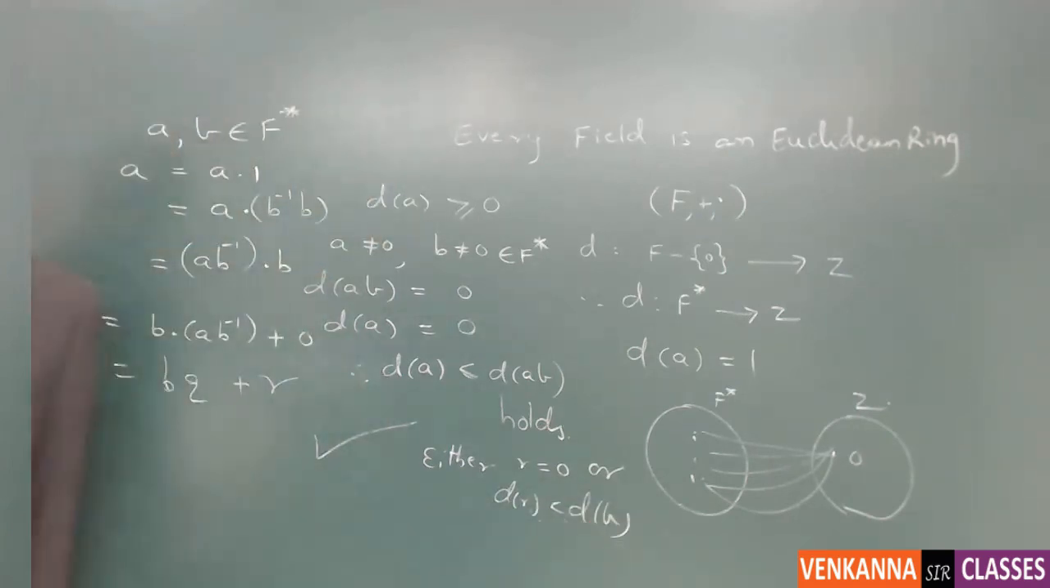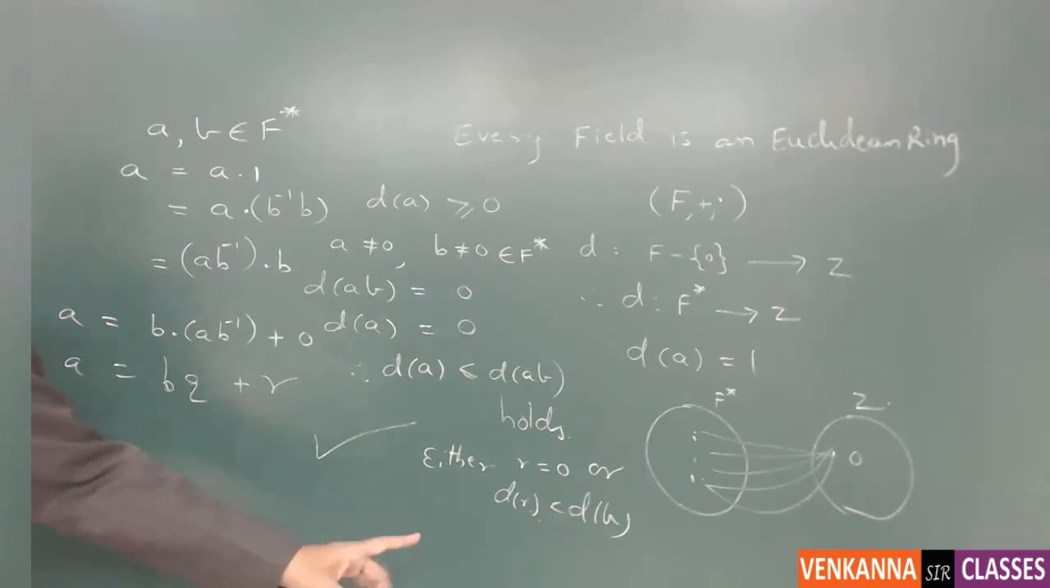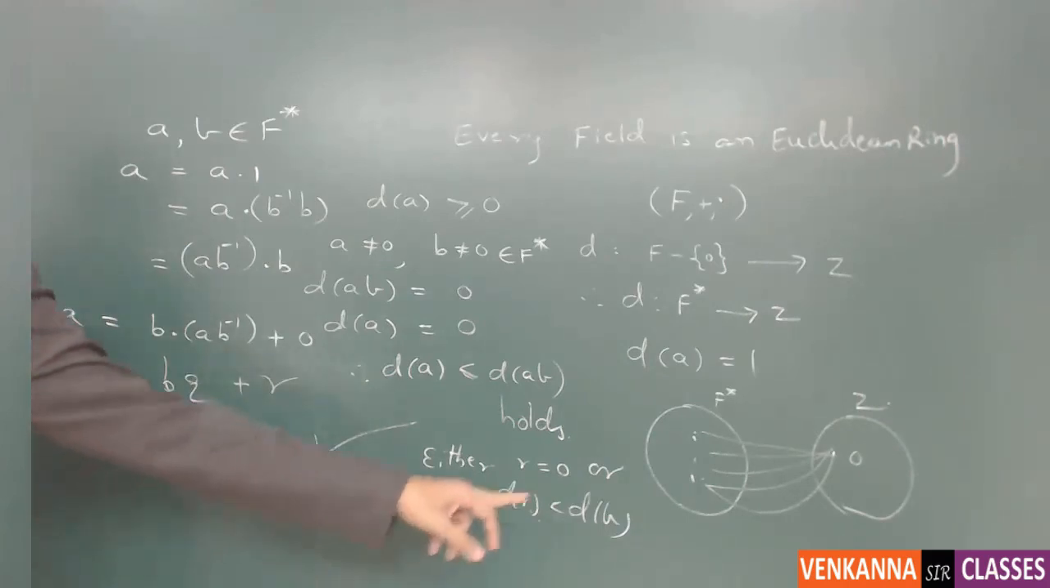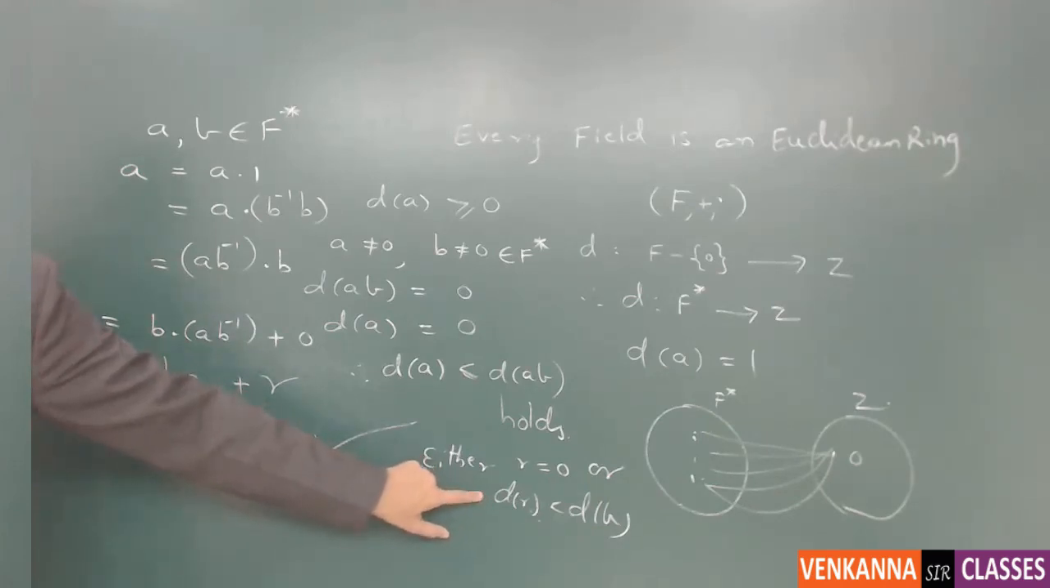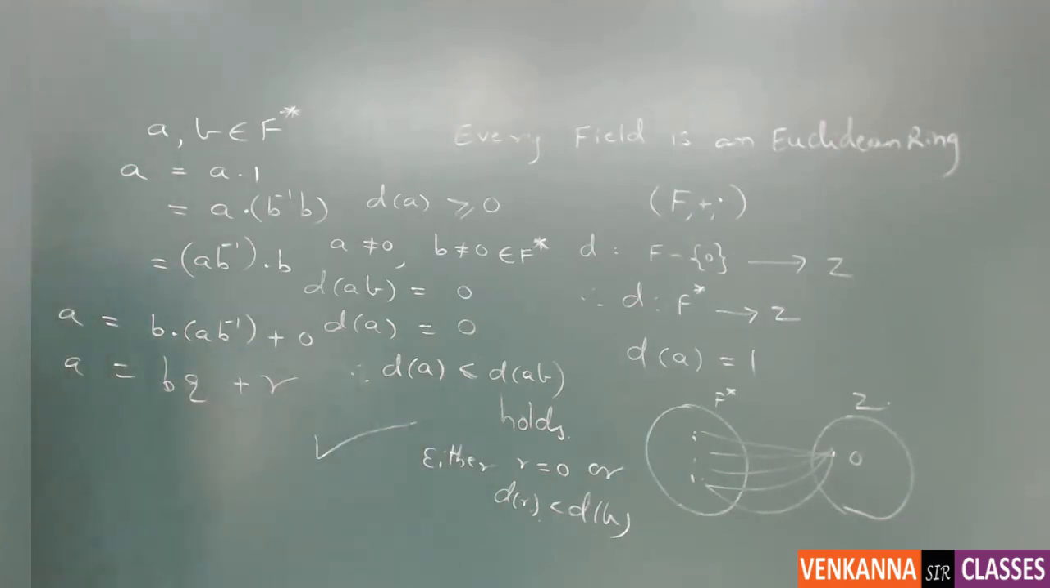This is the criteria. It is not mandatory to show that D of R is always less than D of B. We should be able to say that this will happen if the remainder is not equal to 0. That is the only thing we need to show. Clear? In general, the remainder will be 0. If the remainder is not equal to 0, in such cases D of R should be less than D of B. That is the underlying idea there. Thank you. Any other questions, please? Anybody?